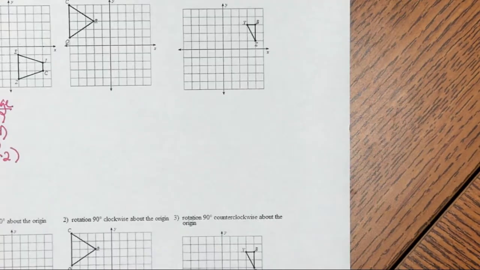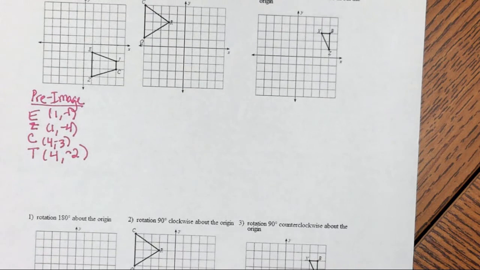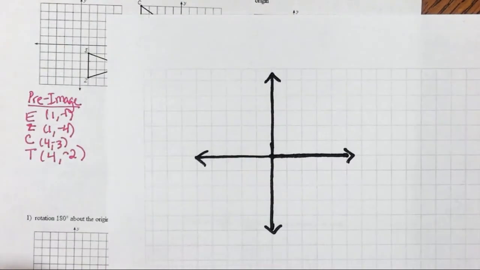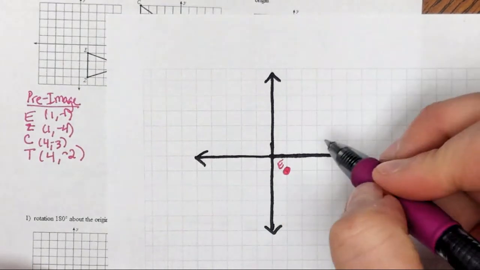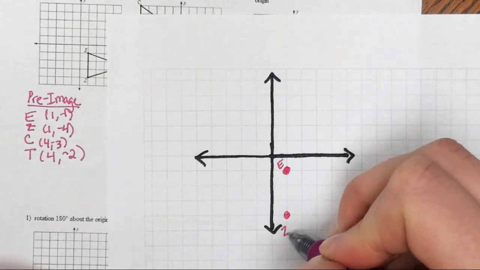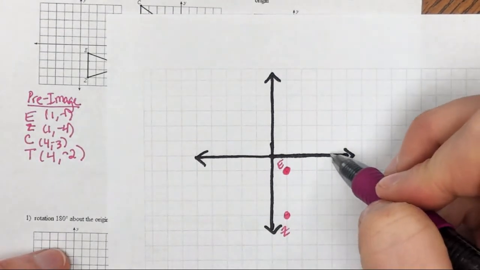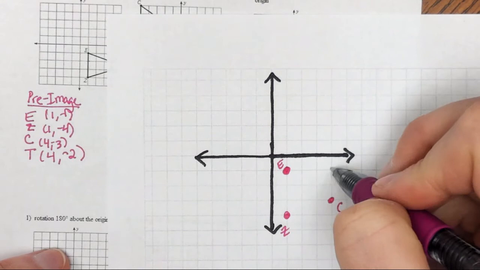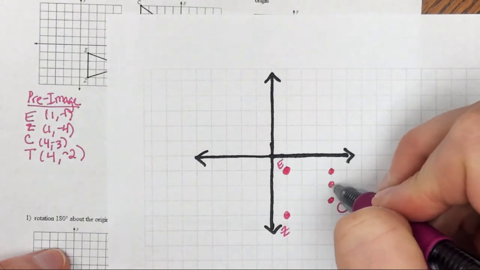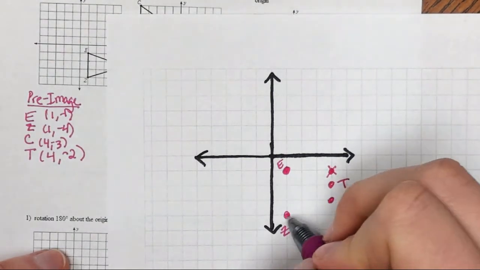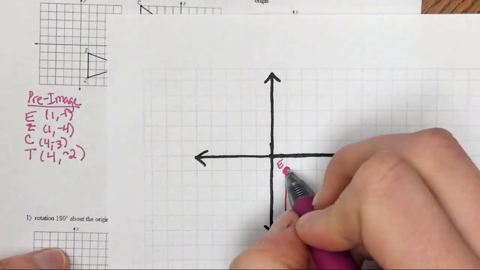Okay? I'm then going to copy that picture using those coordinates onto a separate sheet of graph paper. So my point E is at 1, negative 1. Z is at 1, negative 4. My point C is at 4, negative 3. And my point T is at 4, negative 2. Okay. Connect all your points together. So again, you're looking at your same trapezoid, but it's just copied on a separate sheet of paper.